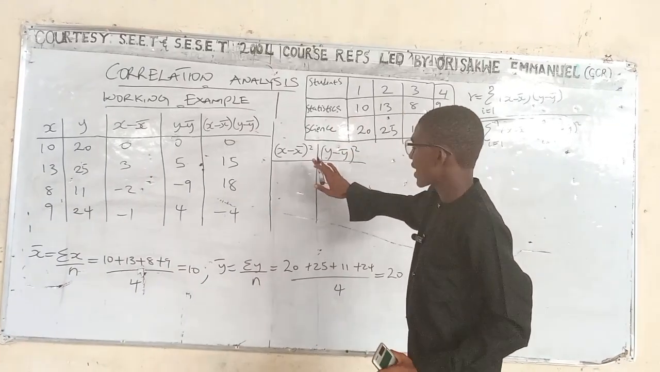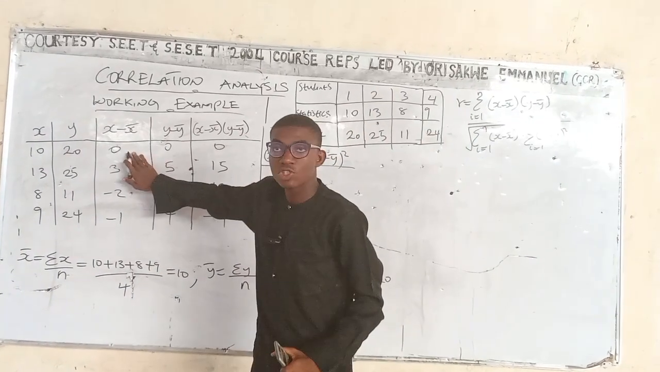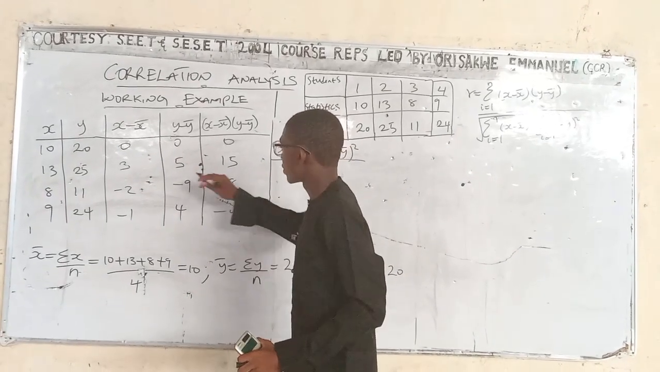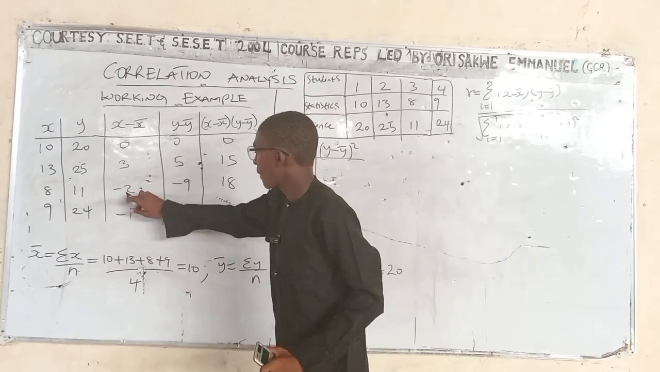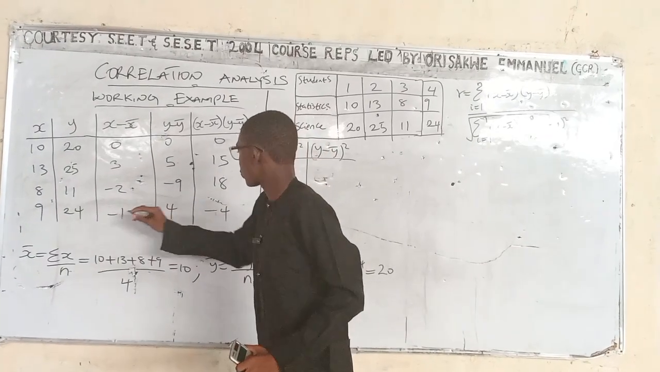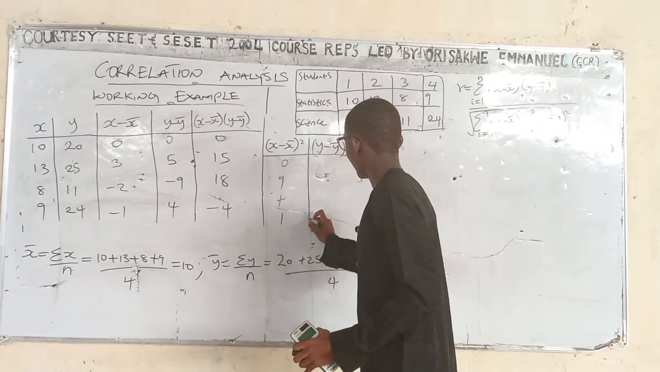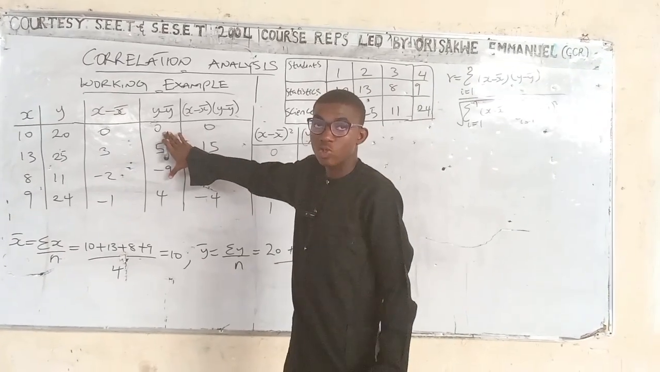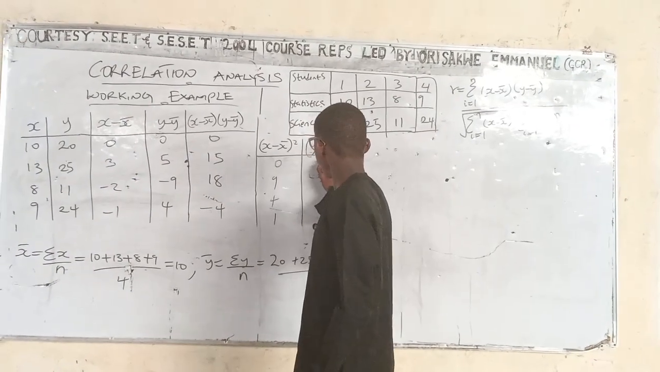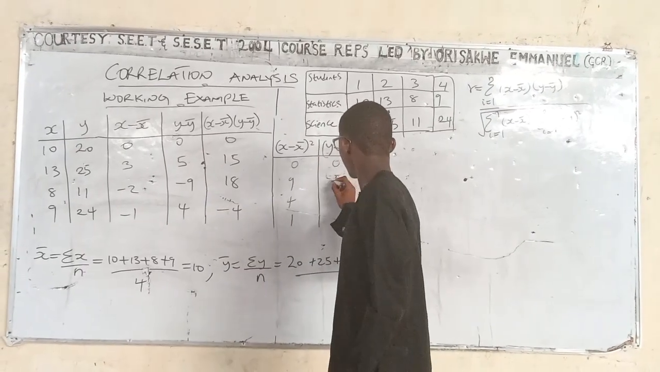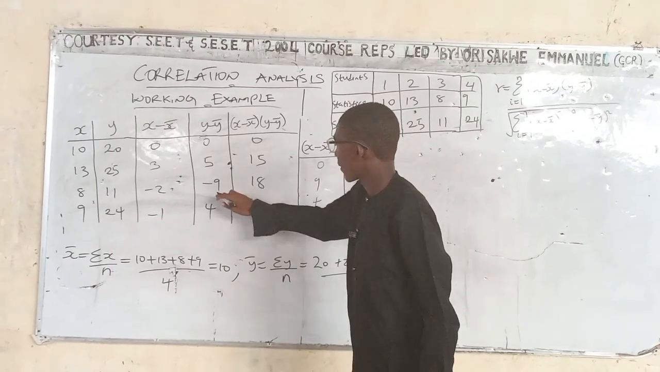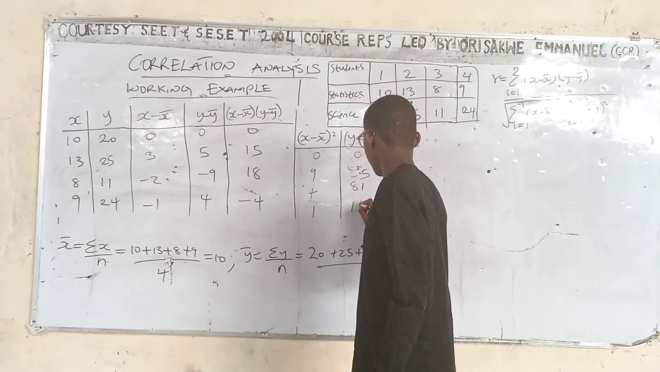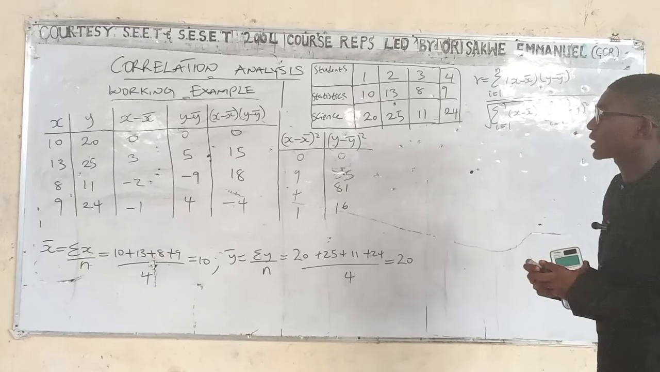Now we have our x minus x bar squared, meaning we'll square our x minus x bar column. So 0 squared is 0, 3 squared, 9, minus 2 squared, 4, minus 1 squared, 1. And last but not the least, our y minus y bar squared. So we'll square our y minus y bar column. 0 squared, 0, 5 squared, 25, minus 9 squared, 81, and finally 4 squared, 16. So now I've brought out our table of values.